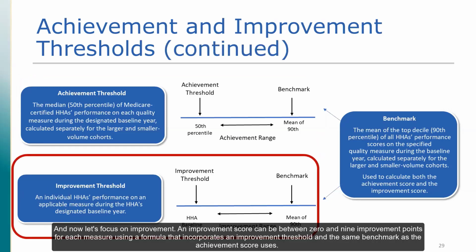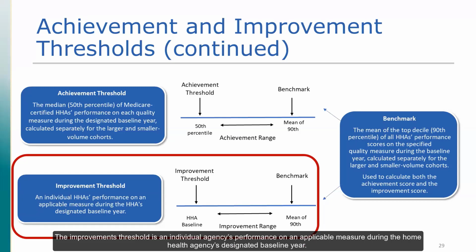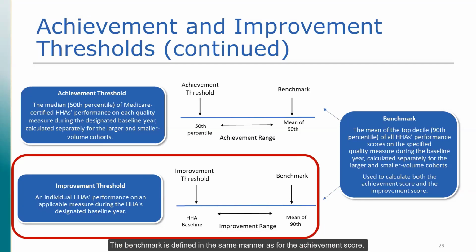And now let's focus on improvement. An improvement score can be between 0 and 9 improvement points for each measure using a formula that incorporates an improvement threshold and the same benchmark as the achievement score uses. The improvement threshold is an individual agency's performance on an applicable measure during the home health agency's designated baseline year. The benchmark is defined in the same manner as for the achievement score.